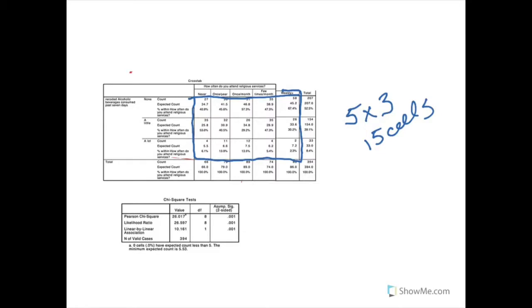And you'll see that there's 3 numbers. The top number is the count. The middle number is the expected count. And the last number is percentage. And if you ever forget that, it says it right here. There you go. Count, expected count, and percent. So count is your observed frequency. This is the actual number of students that we measured that ended up in that cell.